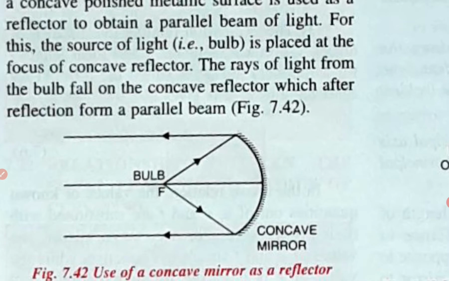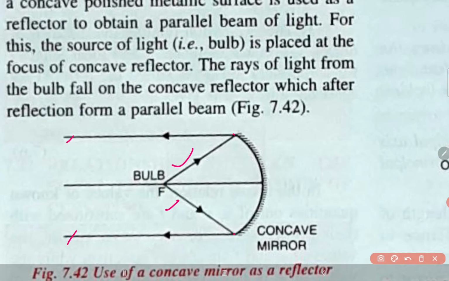As you all know, when the ray starts from the focus, after reflection it needs to be parallel to the principal axis, thus a bulb is kept at the focus so that we can get a parallel beam of light. Okay. So, I hope this is also clear.